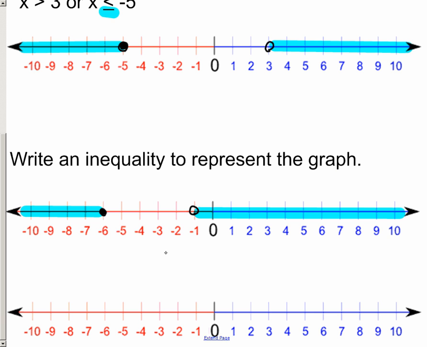So if I gave you this graph and I said write the inequality, this is all I would want you to do. X is, let's see, it's less than that point, and it's a closed circle, so it's less than or equal to -6, and then you write the word or x is, let's see, it's greater than that -1, and it's not a closed circle, so it doesn't have the equal sign, and it's greater than -1. And so there we go, we have that.